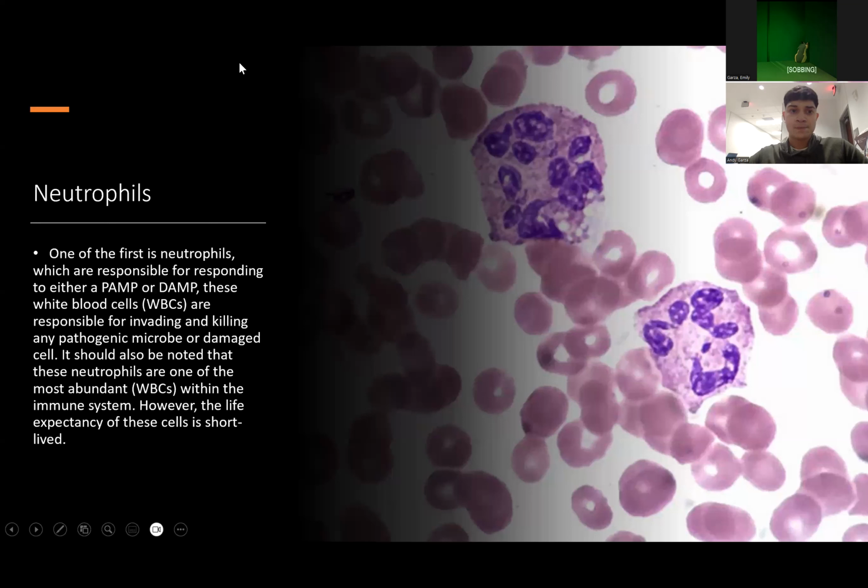Starting off with the neutrophils. One of the first responders, neutrophils are responsible for responding to either PAMPs or DAMPs. These white blood cells are responsible for invading and killing any pathogenic microbe or damaged cell. It should also be noted that neutrophils are one of the most abundant cells within the immune system. However, the life expectancy of these cells is short-lived.